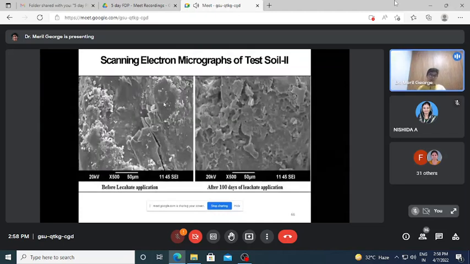In the case of test soil 2, before leachate application, it indicates that it was of sheet-like structure, a flaky arrangement of clayey particles, and after 100 days, the reaction products joining together and filling the pore spaces was observed.